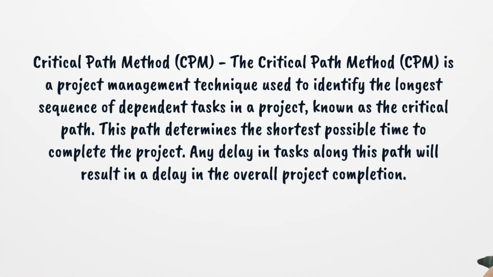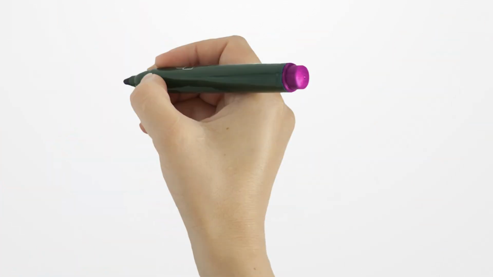Critical Path Method, CPM. The Critical Path Method, CPM, is a project management technique used to identify the longest sequence of dependent tasks in a project, known as the critical path. This path determines the shortest possible time to complete the project. Any delay in tasks along this path will result in a delay in the overall project completion.